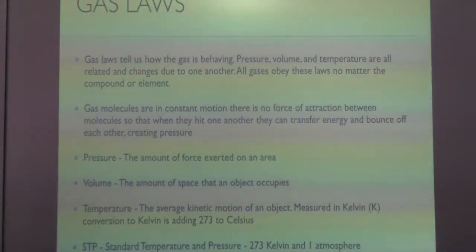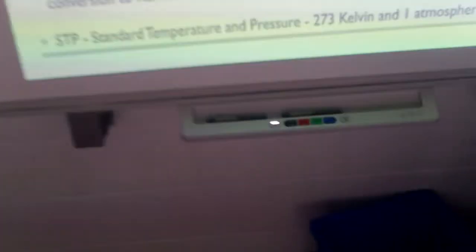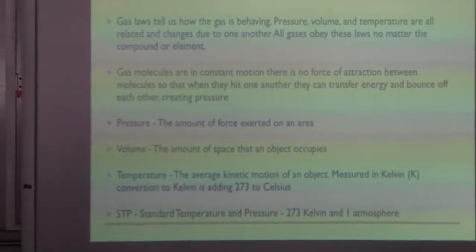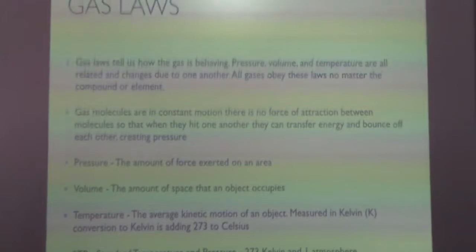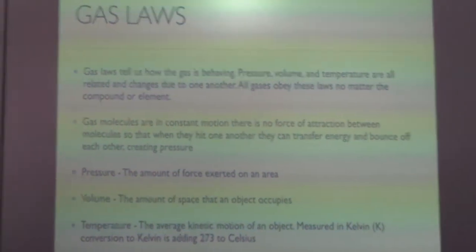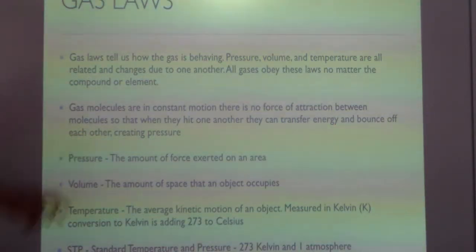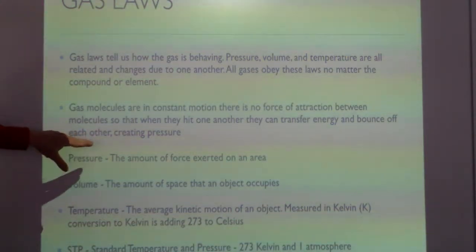One thing I am going to point out on this slide is standard temperature and pressure. It's kind of just a reference point, and you'll see STP a lot in questions. It says that the pressure is 1 atmosphere and the temperature is 273 Kelvin. Remember that Kelvin is the measurement of the average kinetic motion, so at 0 Kelvin we have no motion within our molecules. Alright, let's get started looking at some of these gas laws.